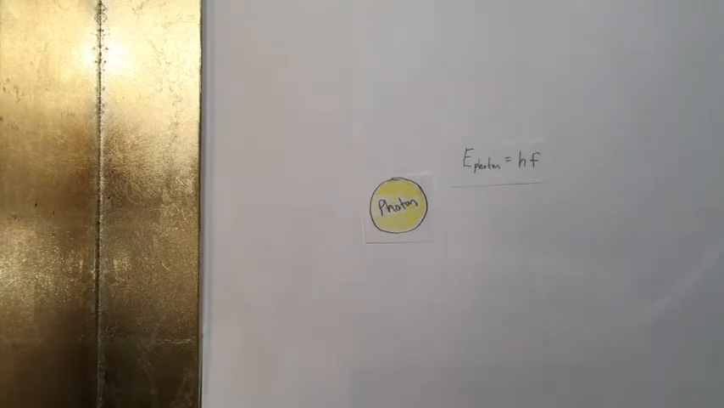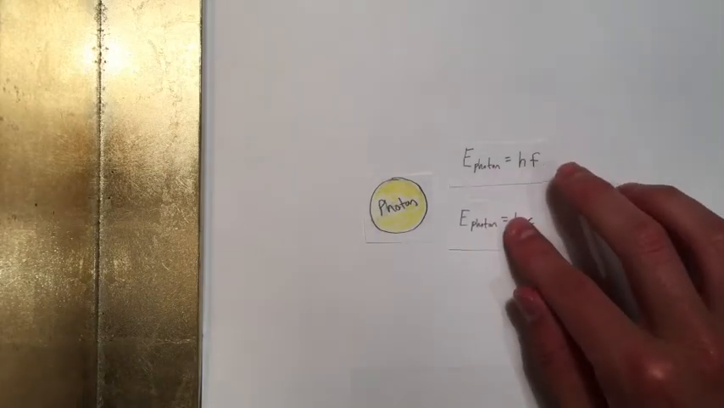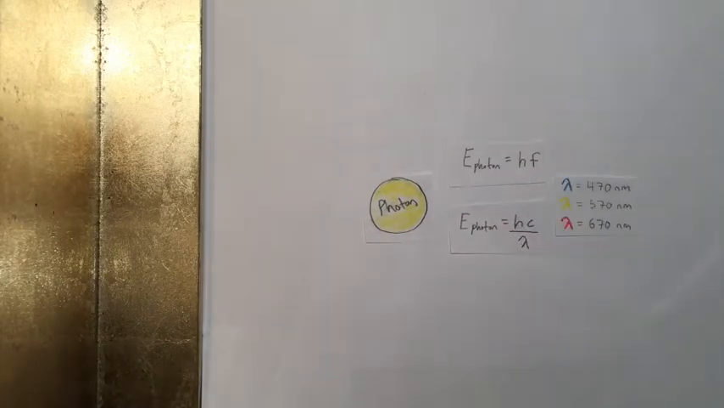The energy of a photon can also be expressed in terms of wavelength. When we look again at the different wavelengths of light in our examples, we can see that blue light has the smallest wavelength and thus will have the largest energy because it's being divided by a small number. And red, having the longest wavelength, will have the lowest amount of energy because it's being divided by a large number.